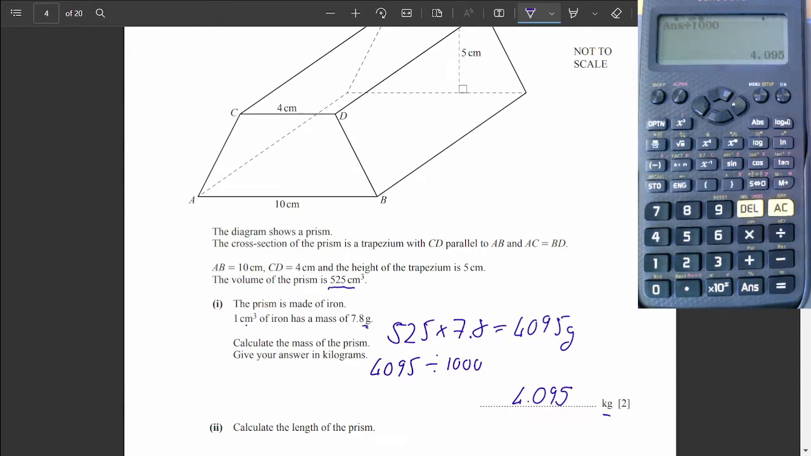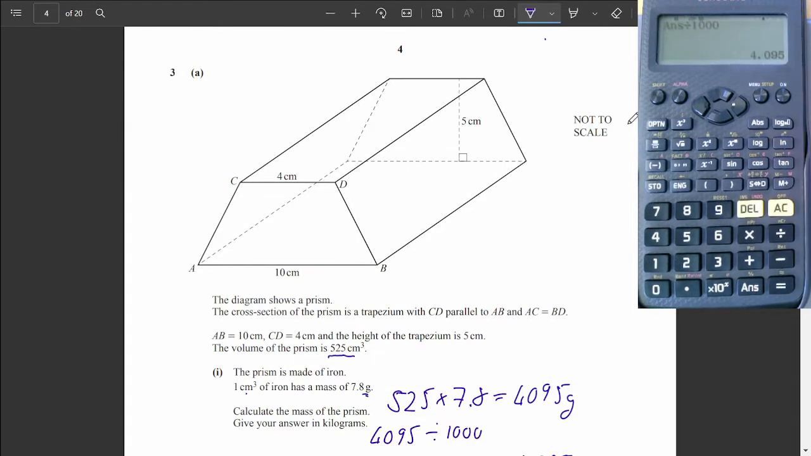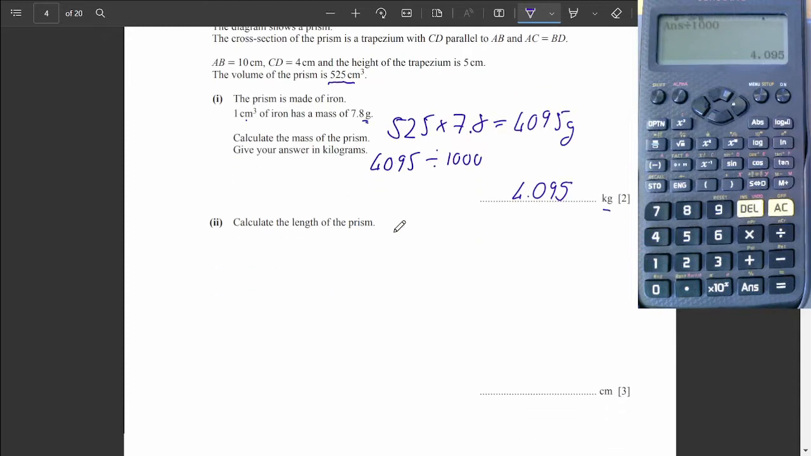Then it tells us to calculate the length of the prism. Now, remember this. To find the volume of any prism, you need to take the area of the front face, in this case a trapezium, times the length being that. Okay, so first of all, let's calculate the area of the front face. The area of a trapezium is half A plus B times the height.